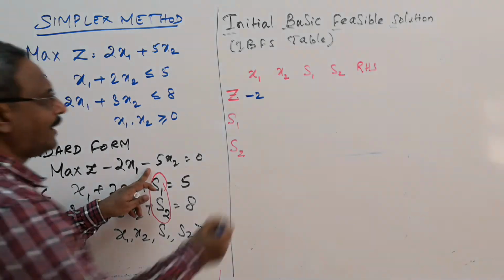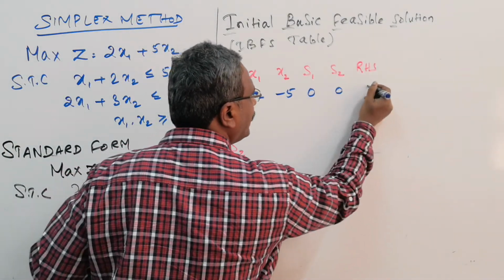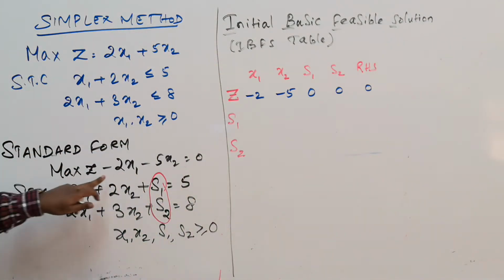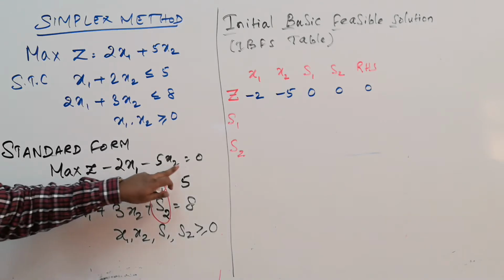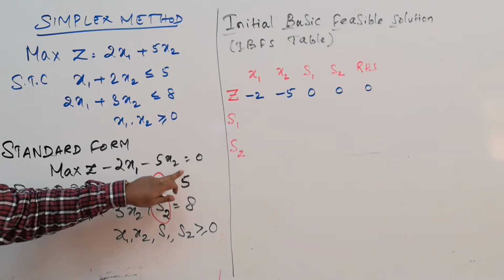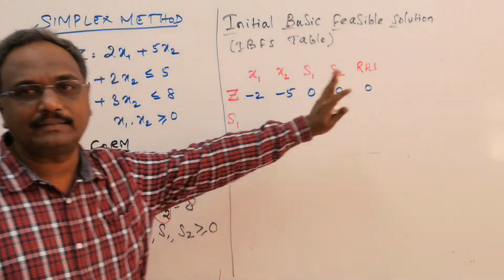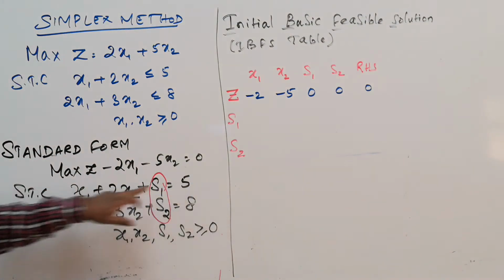Coefficient of x2 is -5. There is no s1, there is no s2, the right hand side is 0. In this equation, I am going to check x1 is -2, x2 coefficient is -5, there is no s1, there is no s2, so I am going to take the values as 0 and the right hand side value is 0.